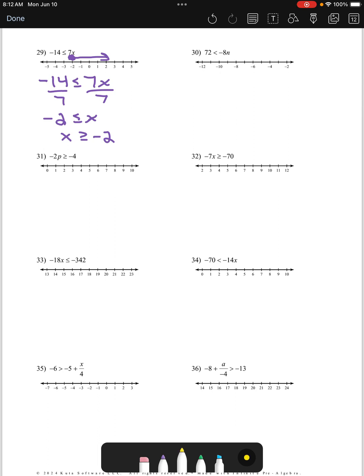Now, something I do want to point out is we can actually check to make sure that we're right by picking a number that fits that description of being bigger than or equal to -2 and making sure that it does, in fact, work. So a number that's bigger than -2: 0, nice and easy. So the question is, would -14 is less than or equal to 7 times 0 be true? Well, 7 times 0 is 0, and -14 is less than or equal to 0? Yes, it's less than.